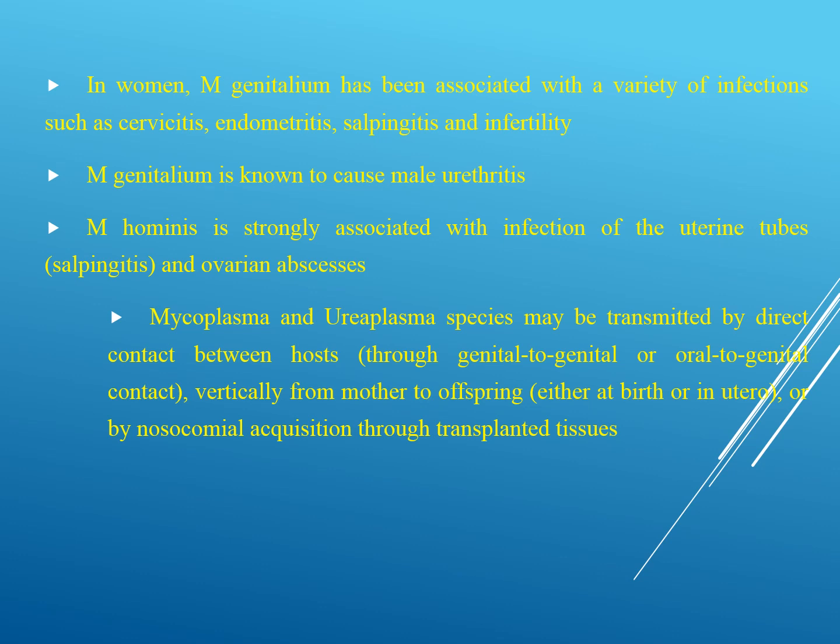In women, Mycoplasma genitalium is associated with infections such as cervicitis, endometritis, salpingitis, and infertility. Also in men, Mycoplasma genitalium can cause urethritis, while Mycoplasma hominis is associated with salpingitis and ovarian abscess. Mycoplasma and Ureaplasma species may be transmitted by direct contact through sexual intercourse or by oral to genital contact, and sometimes can be transmitted from mother to offspring or by nosocomial acquisition through transplanted tissue.